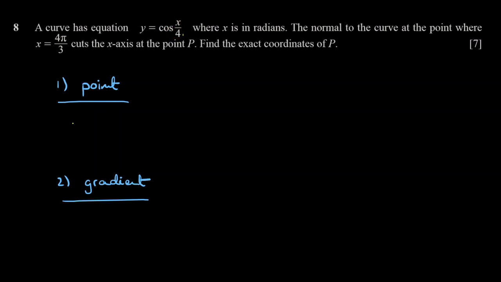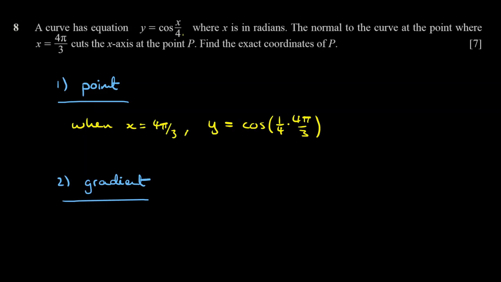So let's do that. We're going to write when x is equal to 4 pi upon 3, then y is going to equal cosine a quarter times by 4 pi upon 3. Now, by the way, just so that you're aware, when we write x upon 4, I prefer to think of it as a quarter times by x. I think it makes it easier for me to think it through.